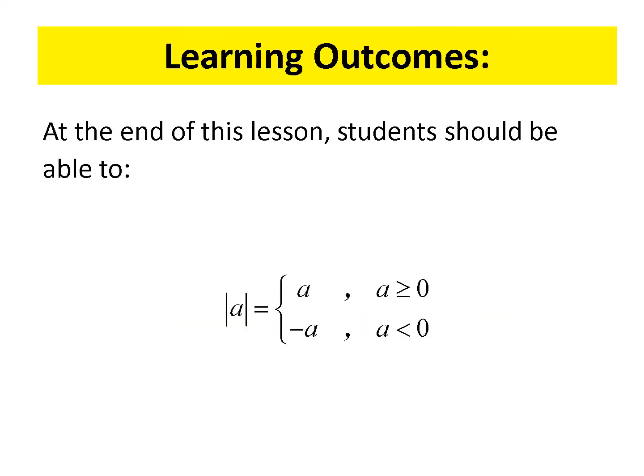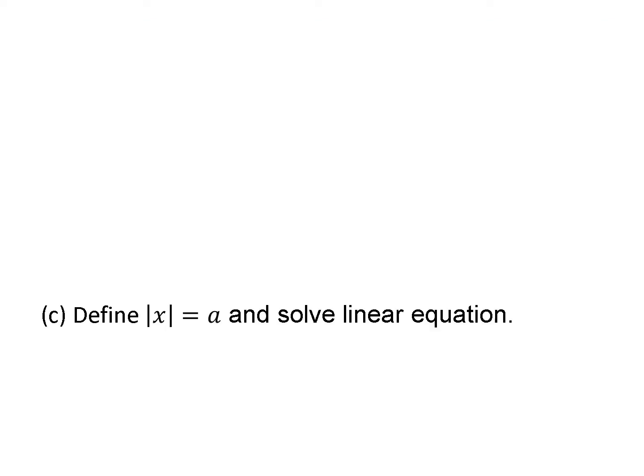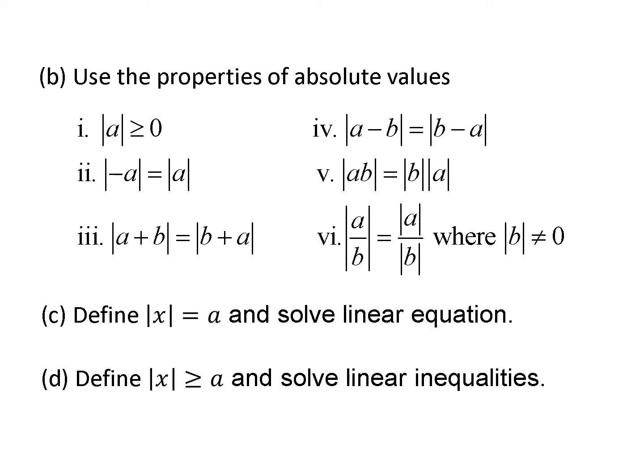So we have 4 learning outcomes. For the first one, at the end of this lesson, students should be able to define absolute values. And then part B, use the properties of absolute values. C, define modulus of x equal to A. And then solve linear equation. And last one is define inequalities involving absolute values.